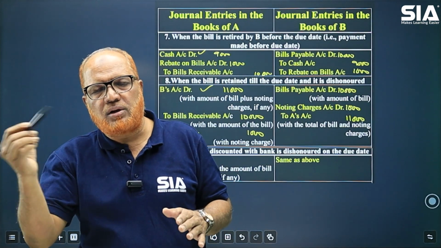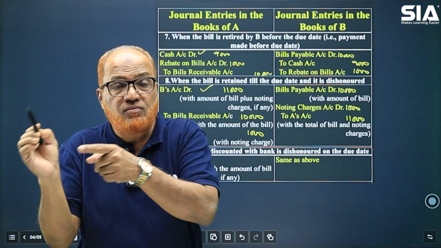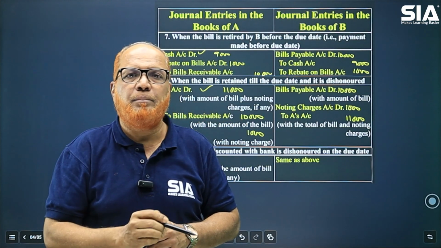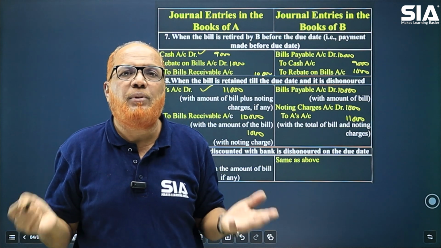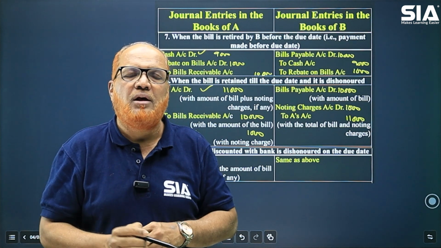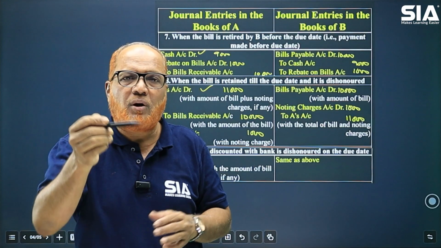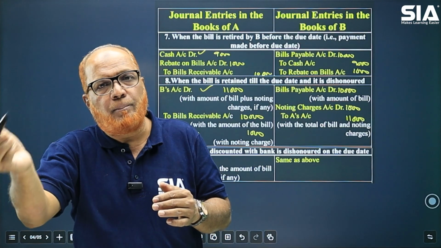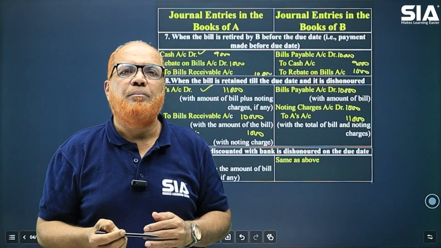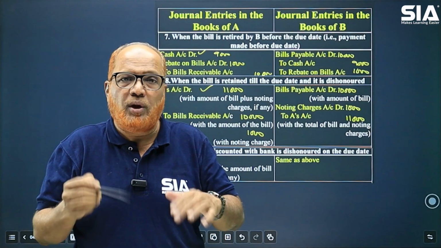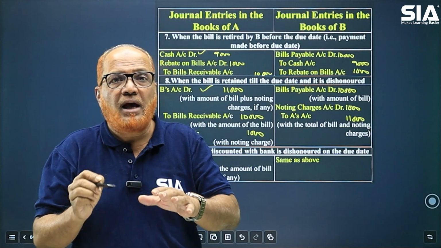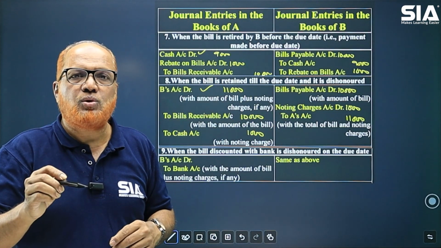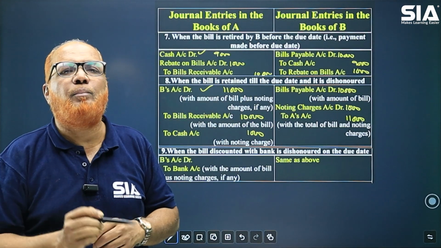A has discounted the bill with the bank. Now the bill is with the bank. The bank has presented the bill to B, but B is unable to pay the amount, dishonored. Now the banker will recover the amount from A. Because A has discounted the bill, the banker will approach A only. B has not paid the amount, so A has to pay. A has to get the money from B and A has to pay the money to bank.